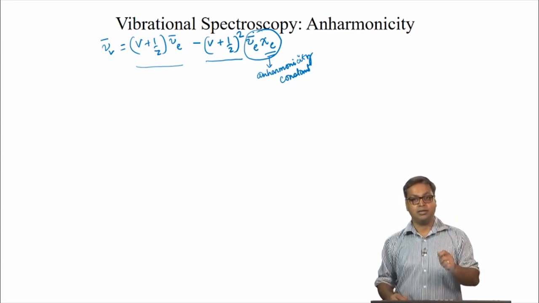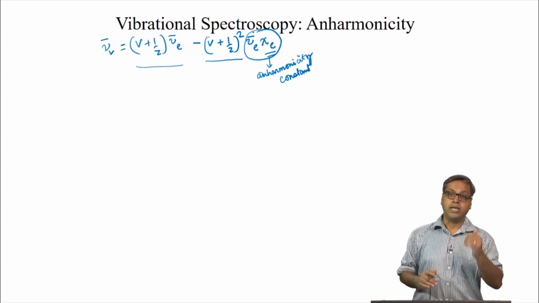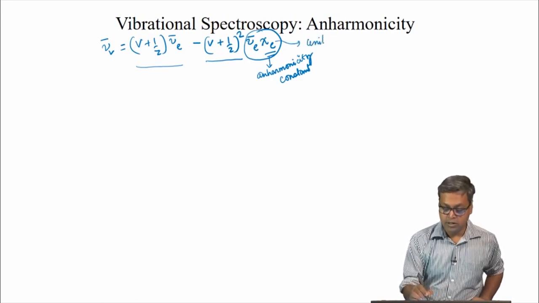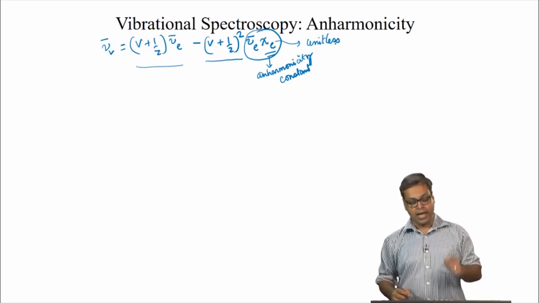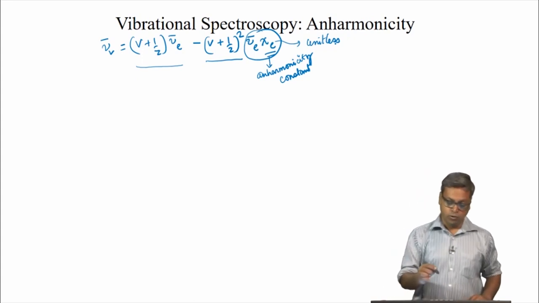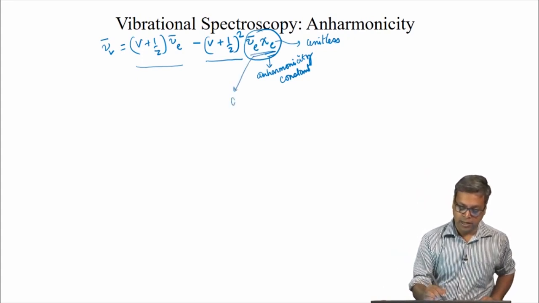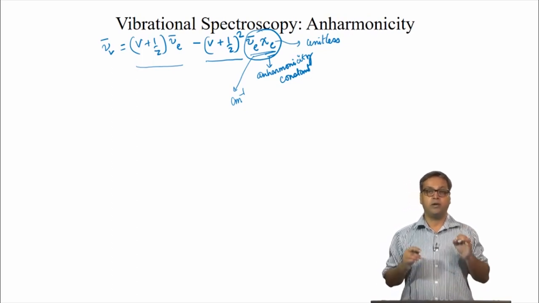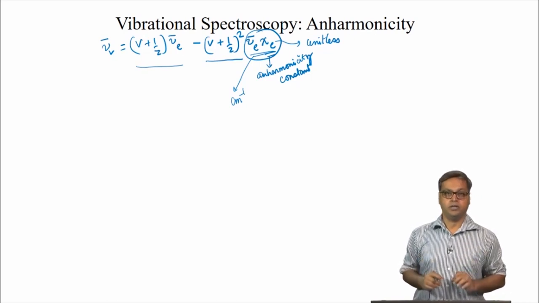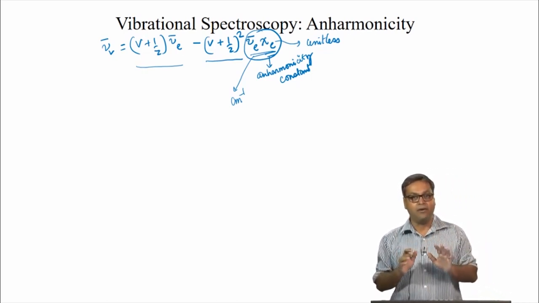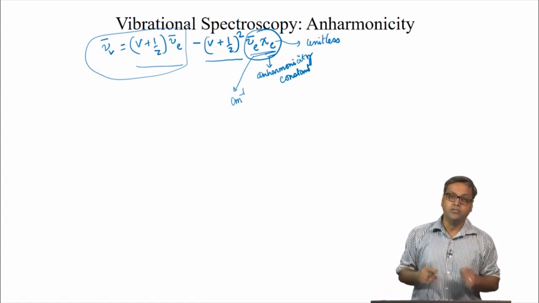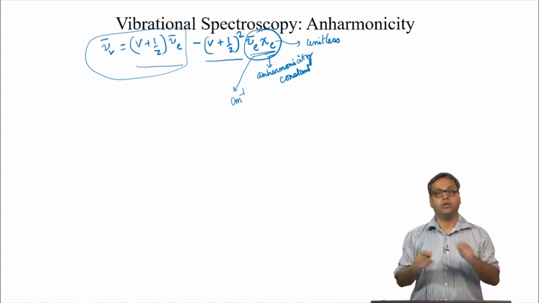The anharmonicity constant is essentially the perturbation we are applying to the harmonic problem to take into account the anharmonicity. This chi e is unitless, but nu bar e has the unit of wave numbers. So, nu bar e chi e together have the unit of wave numbers. The second term in general is a small perturbation to the vibrational energy. For small values of v, we can ignore this part and just have the harmonic oscillator part. This corroborates with the fact that for small values of v, it should tend to the harmonic solution.